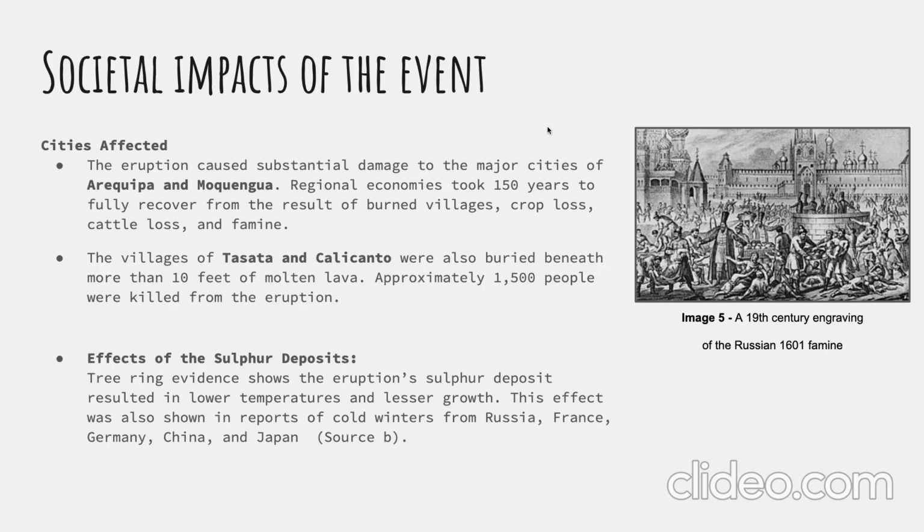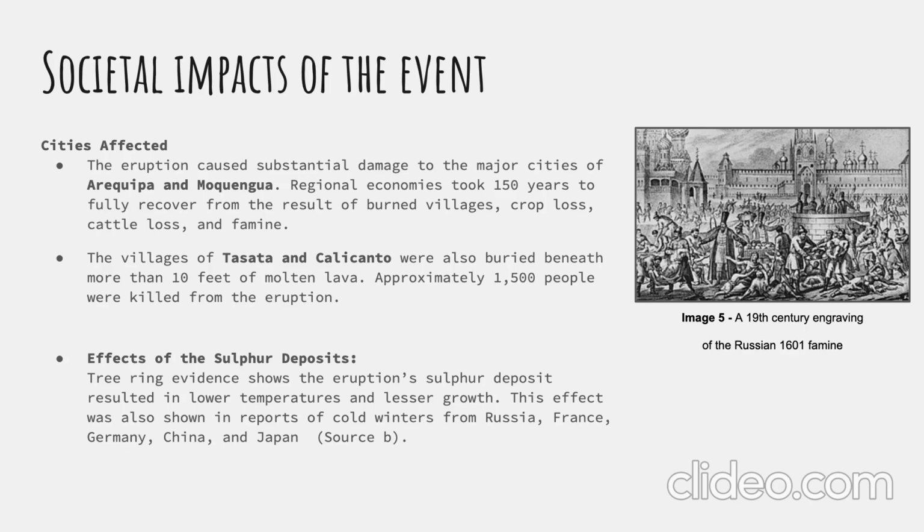By far, the biggest impacts are the societal impacts of the eruption. There were 2 cities in particular, forgive my pronunciation, Arequipa and Macunga. The majority of this impact resulted in villages being burned down, significant crop loss and famine. It's estimated that about 1,500 people were killed from this eruption, in addition to the devastating economic effect that it took on nearby cities in Peru.